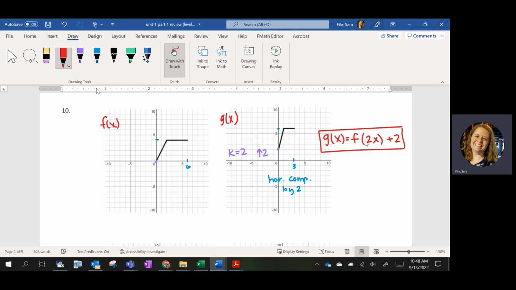You will not have a horizontal stretch or compression on the test. It will just be vertical. So if that confuses you, multiplying on the inside, that won't be on one of the test questions.